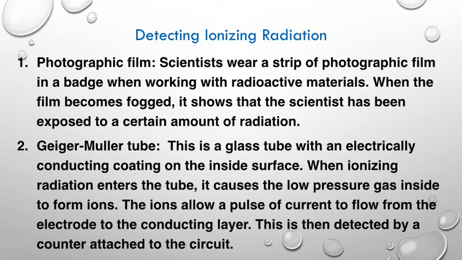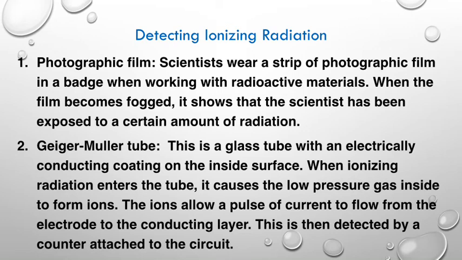To detect ionizing radiation, therefore, what is used? We have a photographic film which scientists wear when they are working with radioactive materials. When the film becomes fogged, it shows that the scientist has been exposed to a certain amount of radiation. Measurements can be done based on the fogginess you have on the film. So there's a range. If it gives you a particular reading, you know that you have had this amount of radiation, and so on.